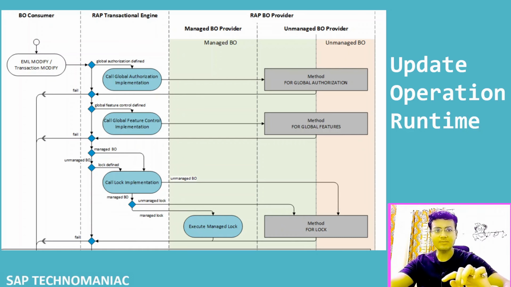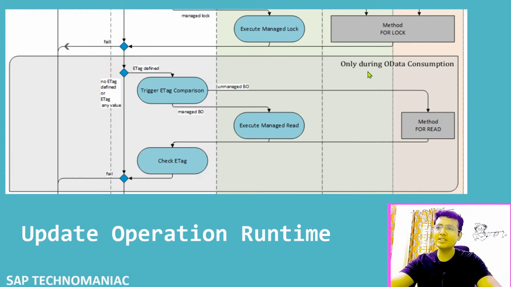This lock scenario doesn't trigger during the creation time, because at creation time in the database there is no entry itself that you would lock. So at update time this particular lock will trigger. As soon as you have done the lock, everything is okay, then second thing, if you are doing the OData consumption, there are two ways you can call this particular BO update operation. One way through the OData service, another way through the EML statement.